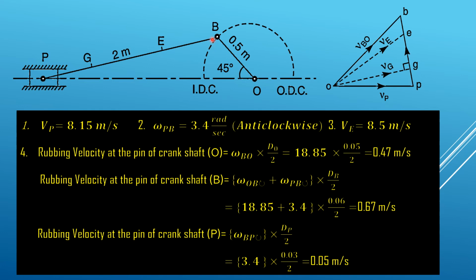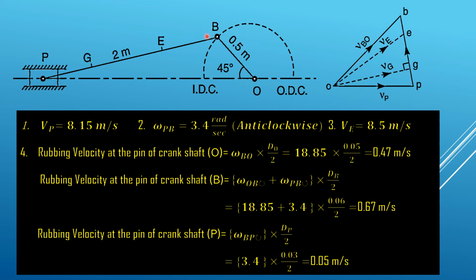So with respect to this point B, if we see the velocity of this, it is in the downward direction. Meaning about this point B, this point P is rotating in the anti-clockwise direction, because this vector is from B to P.